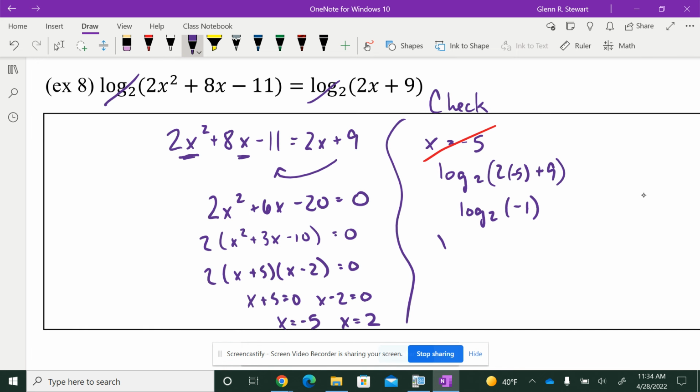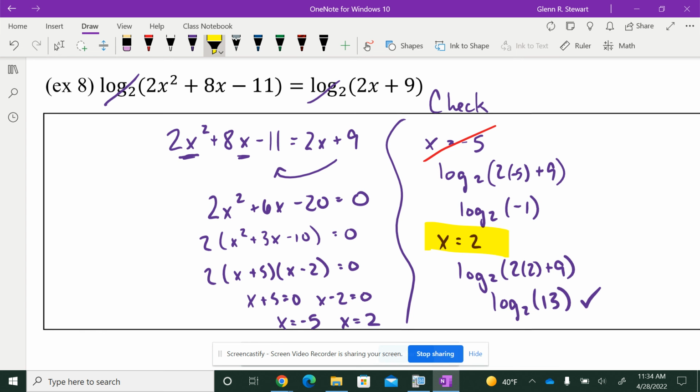So then I'm going to do the next one, x is equal to 2. I'll plug it into that right side, log base 2, 2 times 2 plus 9. So log base 2 of 13. That works. So 2 is my only answer in this problem.